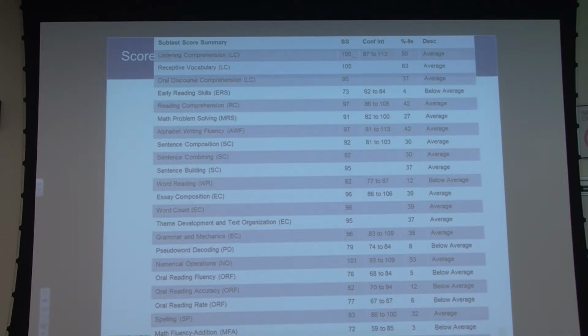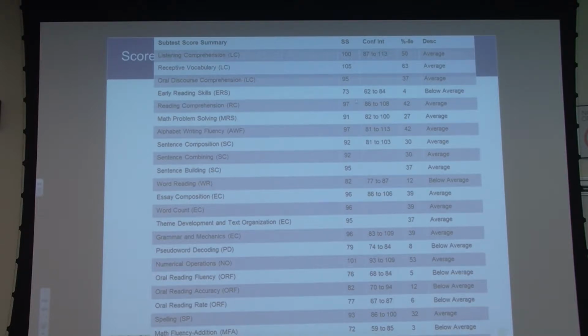I'm not going to do the whole explanation. Listening comprehension, this is your ability to understand what you're hearing, okay? She got 100, exactly average for her age, no problem there. Her receptive vocabulary, her ability to understand vocabulary words, 105, perfectly average, 63rd percentile. Oral discourse comprehension is her ability to understand connected language, sentences, and stories. Again, 95, right in the middle of the average range. So at that point I'll say, it doesn't seem like she's got a weakness in her ability to understand language, all right?